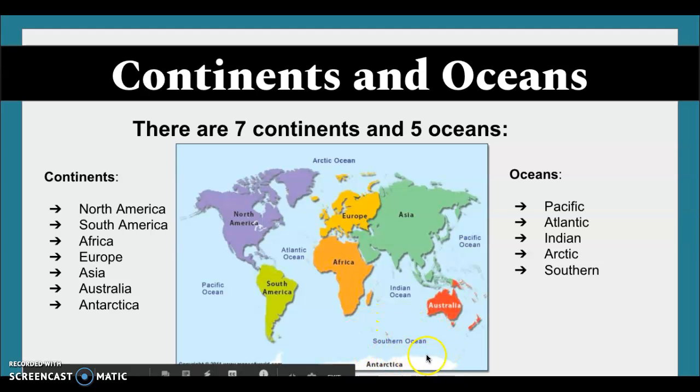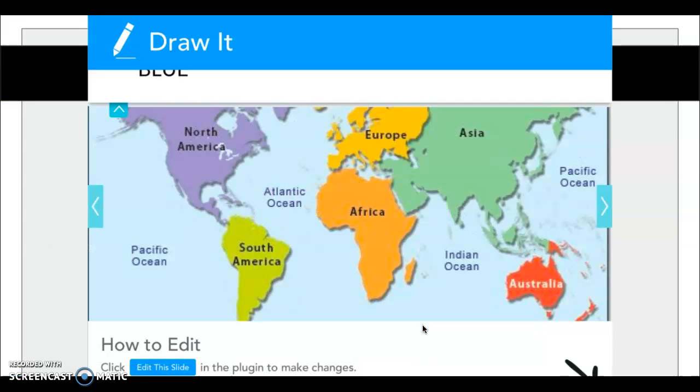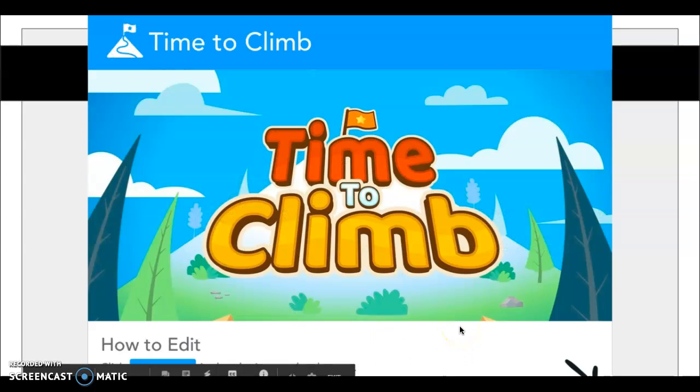So when I was in school, the Southern Ocean was not a thing. Not until I started teaching social studies a few years ago did I realize that it was on my curriculum to teach, and so I guess they have added a new ocean, the Southern Ocean. So that's why it is now 5 oceans instead of 4. And then again, if you were doing this with the Nearpod, you would have to draw the continents green and color in the oceans blue, as well as complete the time to climb.